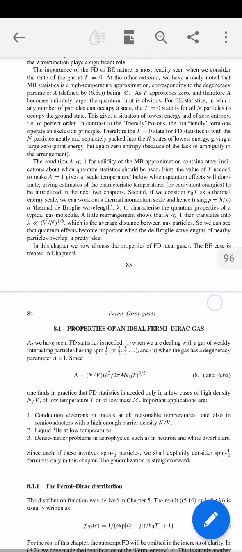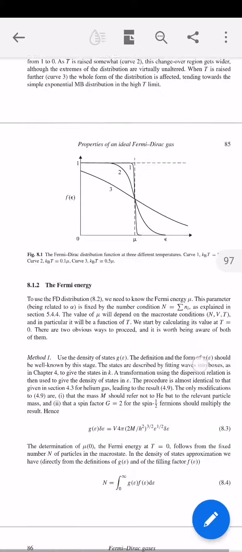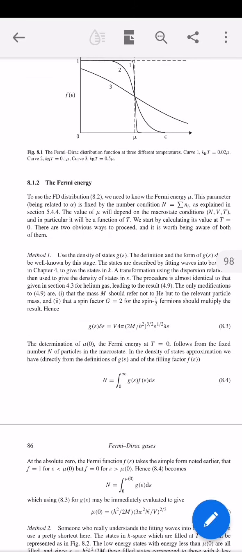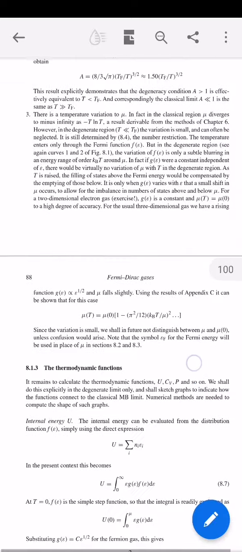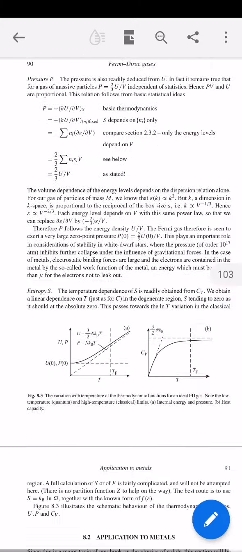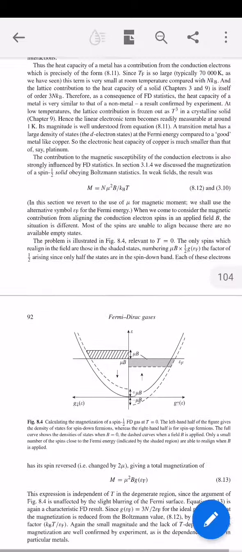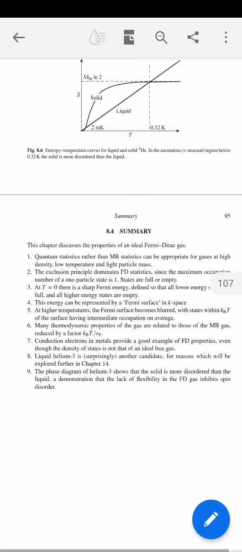Fermi-Dirac gases, there we go. Simple formula: A equals N over V times h squared over 2 pi m k Boltzmann T, the whole thing to the power three halves. Fermi energy. These books deserve to be read. These books ought to be read properly, because if you don't pay attention to the text, it's not worth it. You won't understand much out of it apart from the diagrams. So that's that. A summary again.